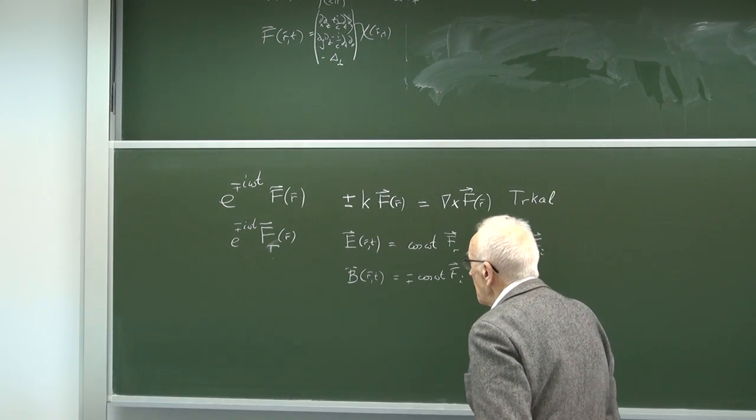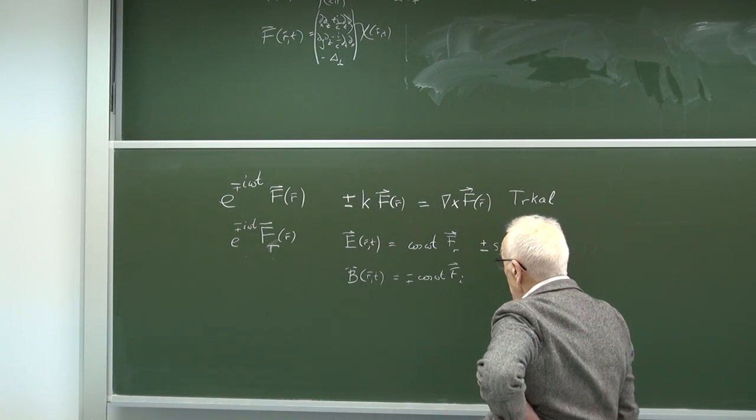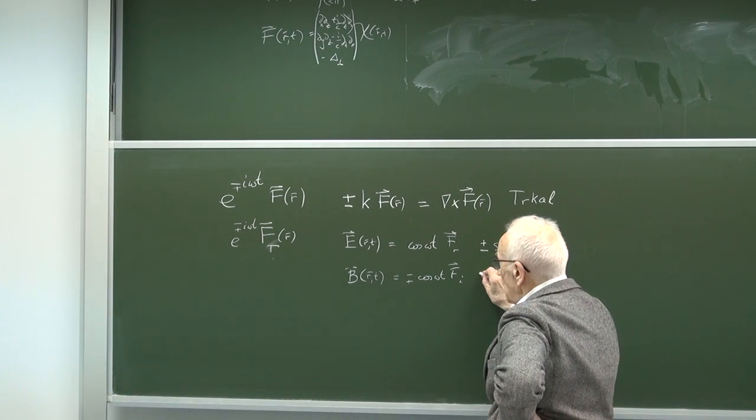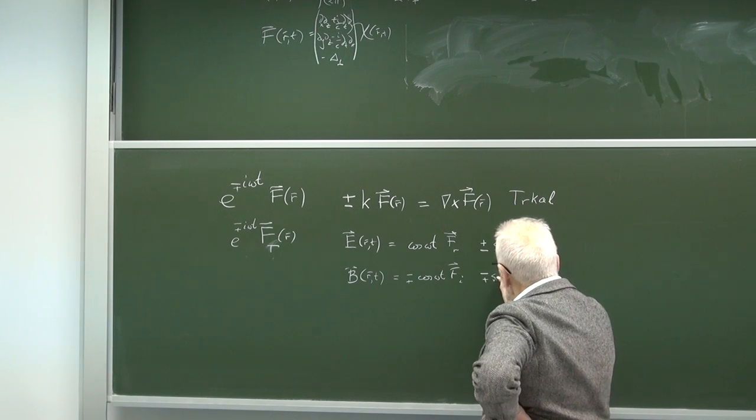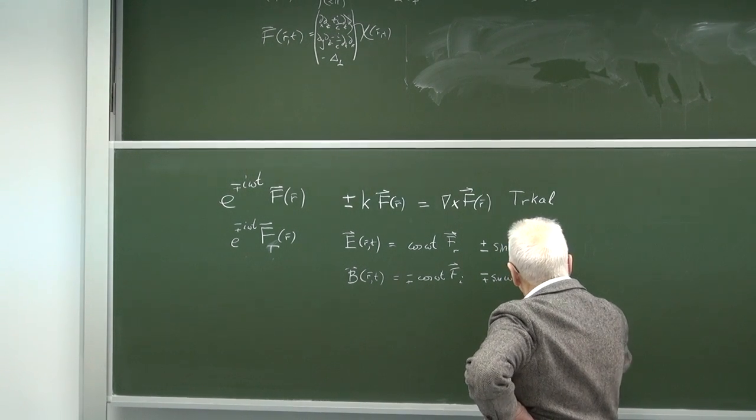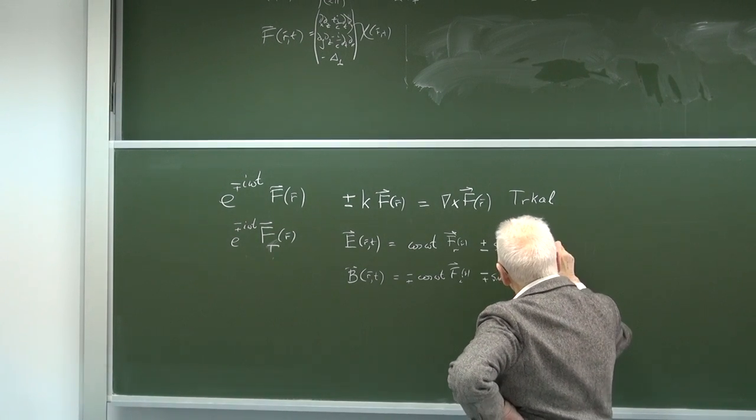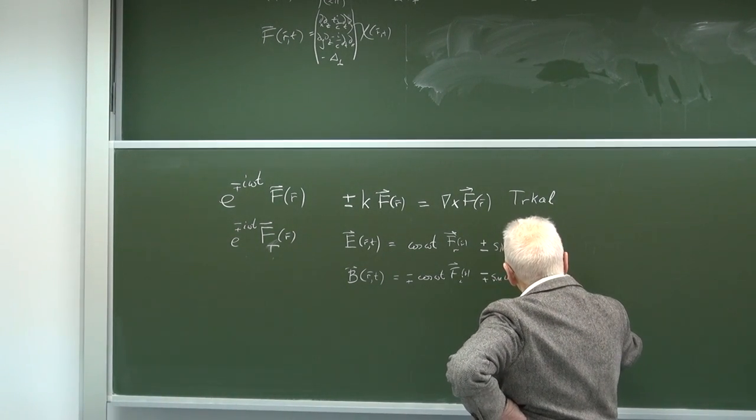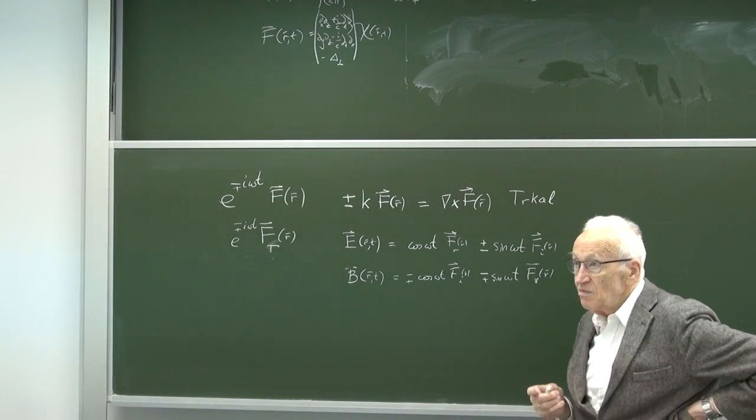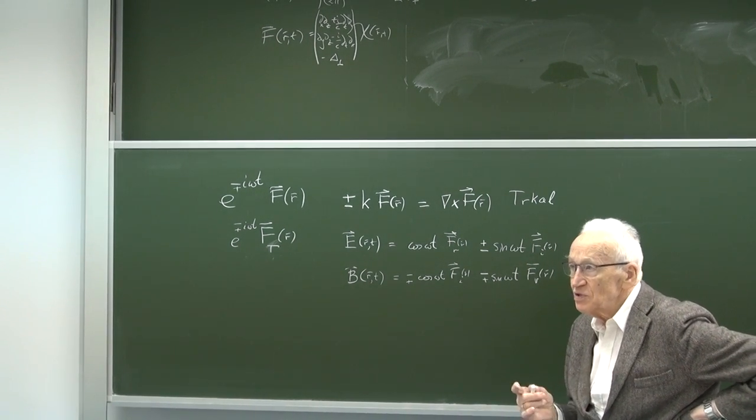And here the imaginary part of this also has the term sine minus plus sine omega t, and the real part. Now, what are these real and imaginary parts of the vector? They're components of the electric field or the magnetic field taken at time t equals zero.